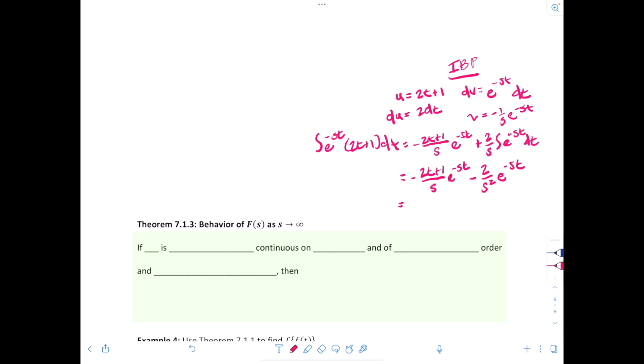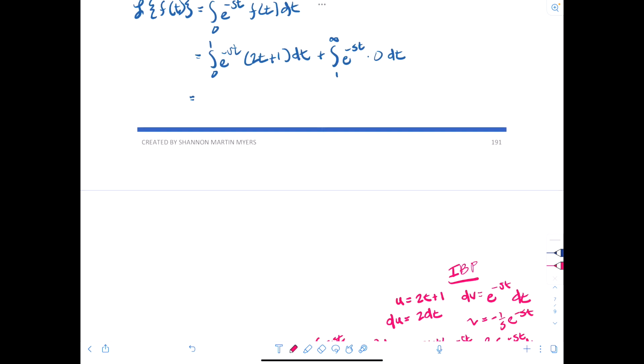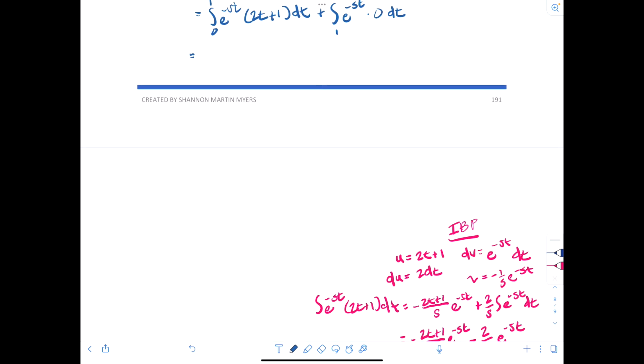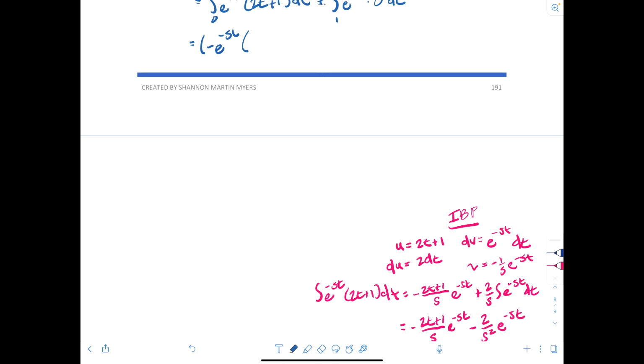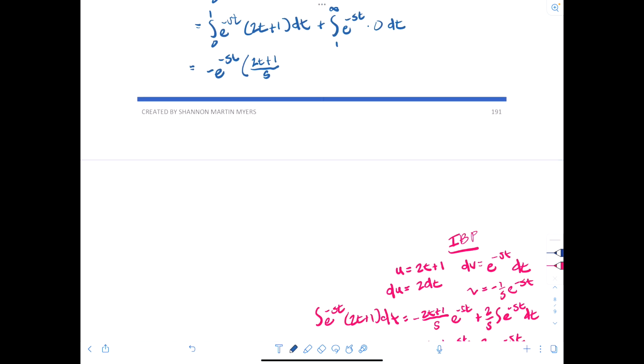I'm going to rewrite it as negative e to the negative st times (2t plus 1 over s plus 2 over s squared). And then we'll bring that back up. So here, that's going to be the integral, actually we already have that. That's going to be negative e to the negative st times (2t plus 1 over s plus 2 over s squared), and then that's going to be evaluated from 0 to 1. And the other integral is just 0.